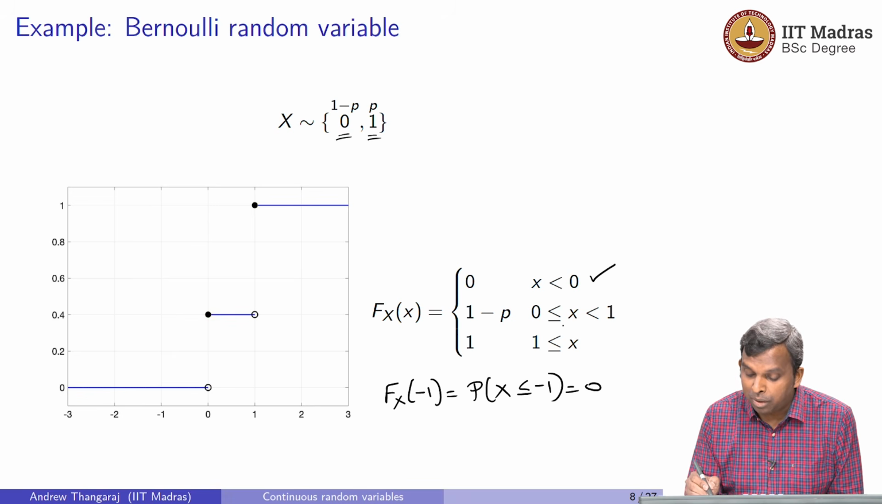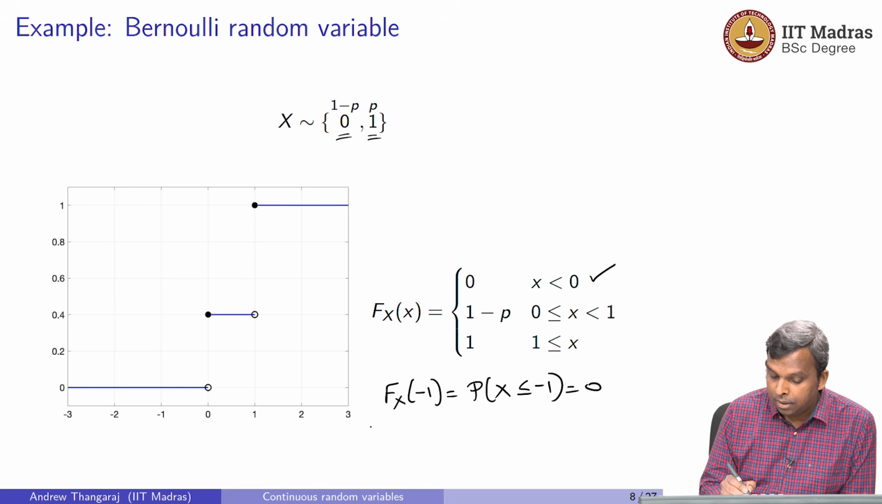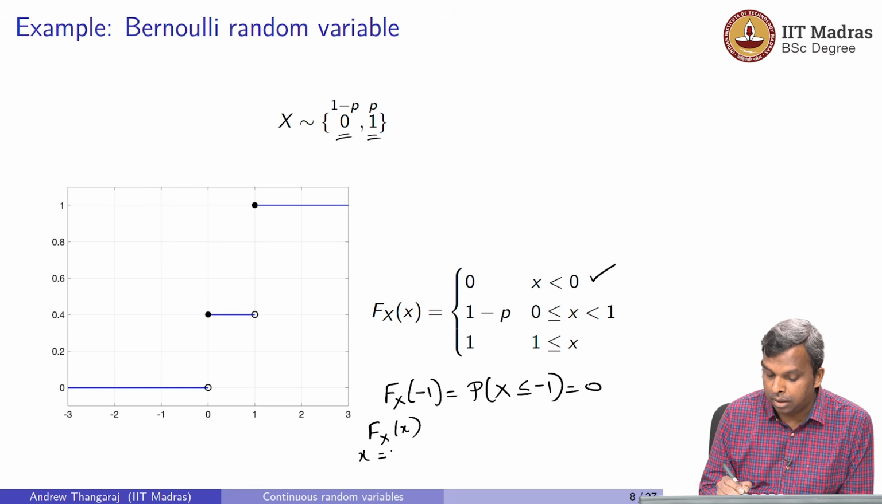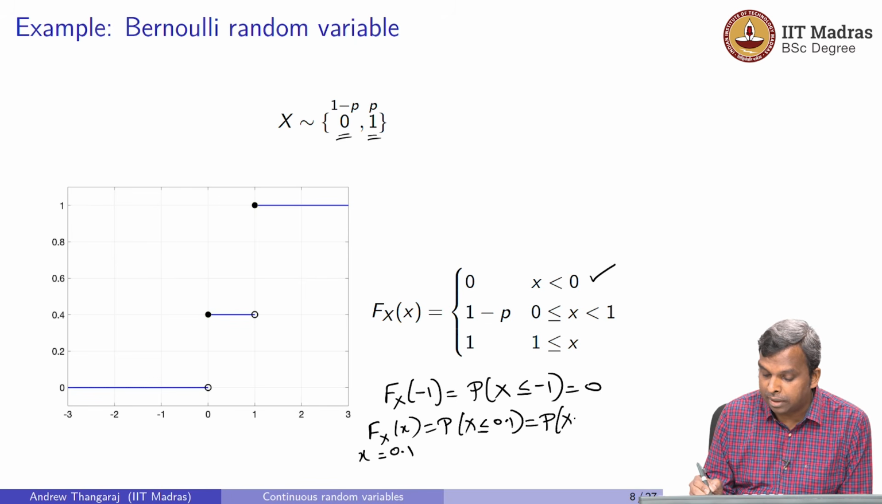Now if your x happens to be between 0 and 1, 0 inclusive, then you will get 1 minus p. Why is that? So if you have Fx of x and x is, let's say, 0.1 or something, then that's the probability that x is less than or equal to 0.1, and that is the probability of x equal to 0. So you get 1 minus p. So this is true for any x such that 0 is less than or equal to x less than 1.